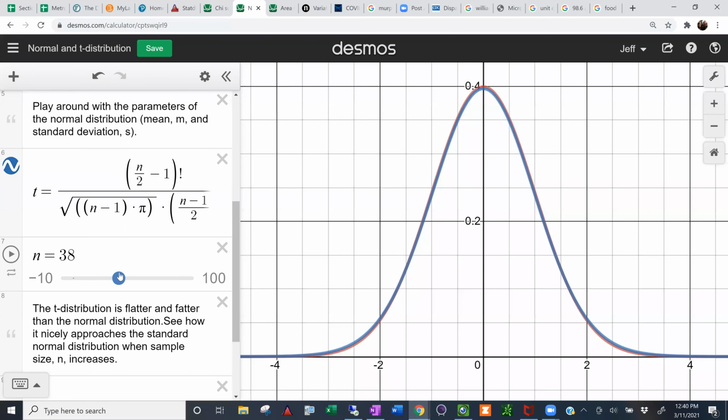It becomes more normal. Yeah, it becomes more and more like the normal. In fact, after a little while, it's pretty hard to distinguish between the two of them, isn't it? I mean, it just doesn't really look like there's much daylight between them at all. That's okay. In fact, that's exactly what happens: as the sample size increases, or your degrees of freedom increases, the t distribution looks more and more like a normal distribution.